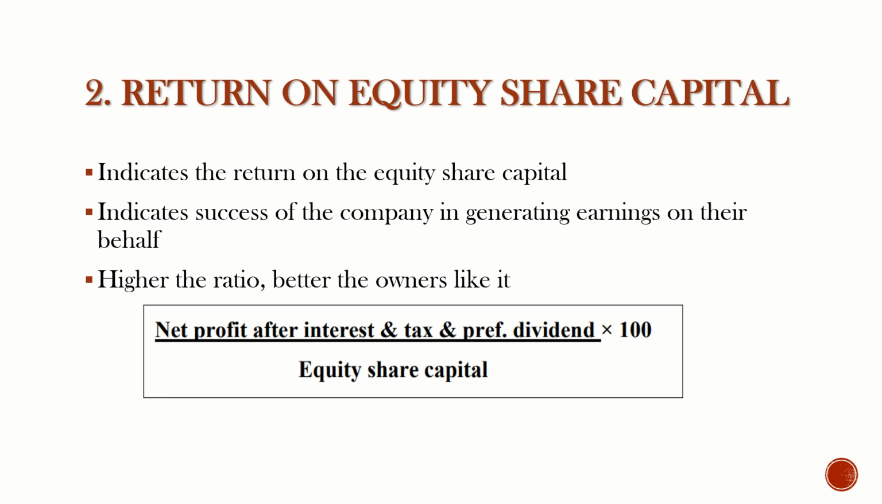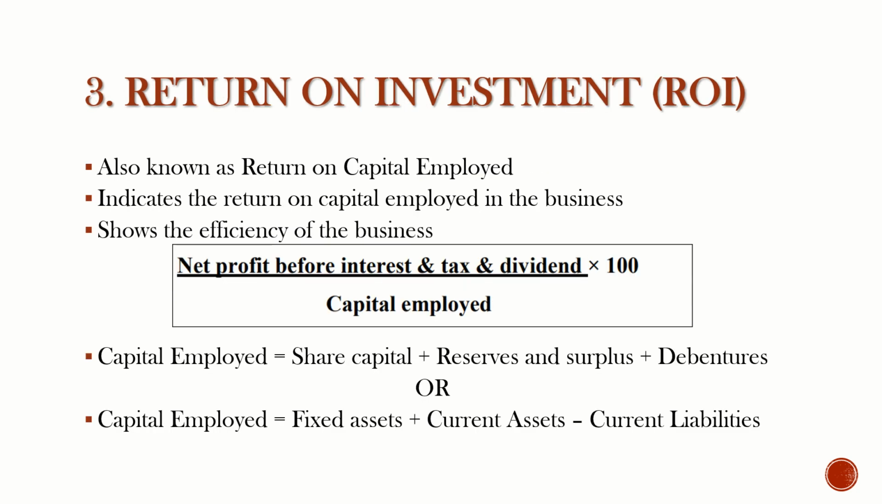So let's see how to calculate it. Net profit after interest and tax and preference dividend divided by equity share capital into 100. So we are aware of the two items that are given in the equation. So I hope these two ratios are clear.